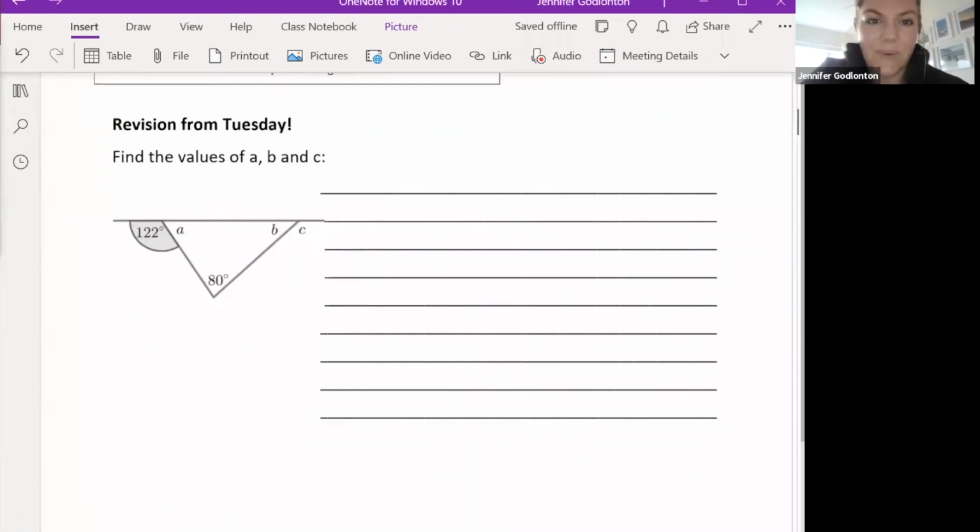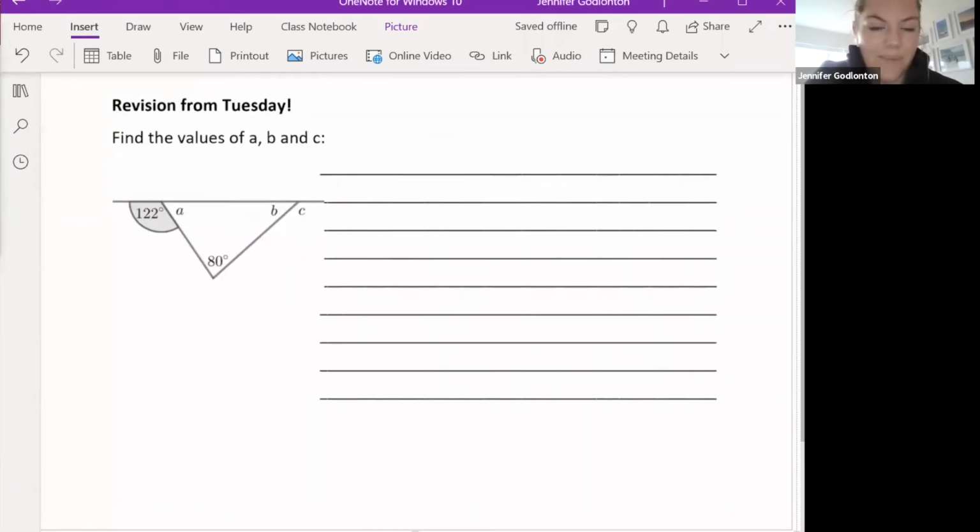Our lesson with this question over here, where you had to find A, B, and C. And I asked you to all give this a go at home to see if you could figure it out. I would love to hear some of your answers in finding some of these different variables. Is anyone feeling brave and wanting to give me an answer?